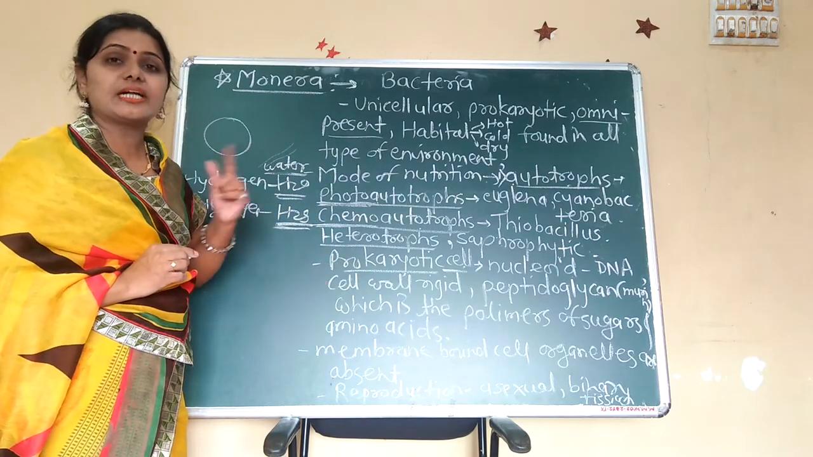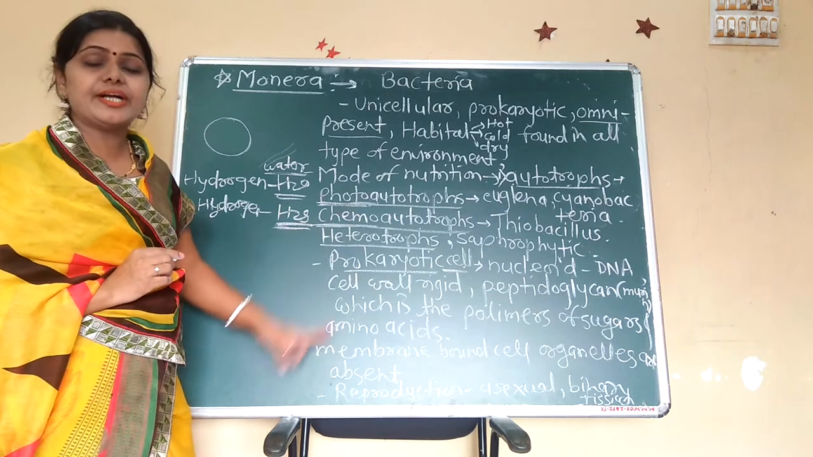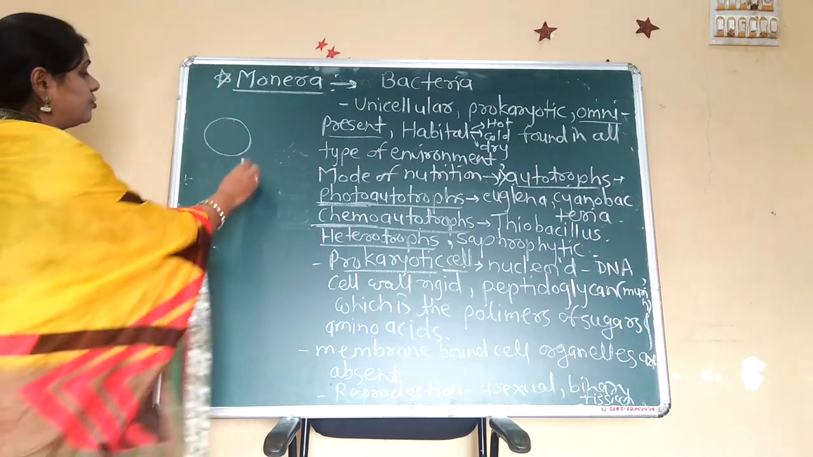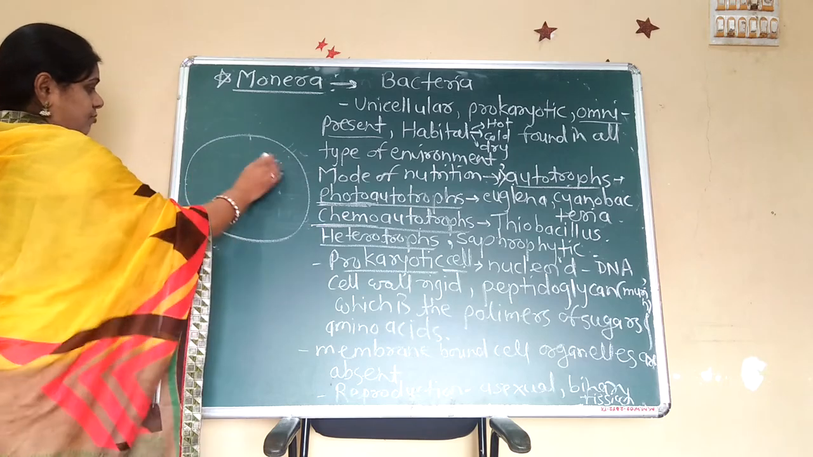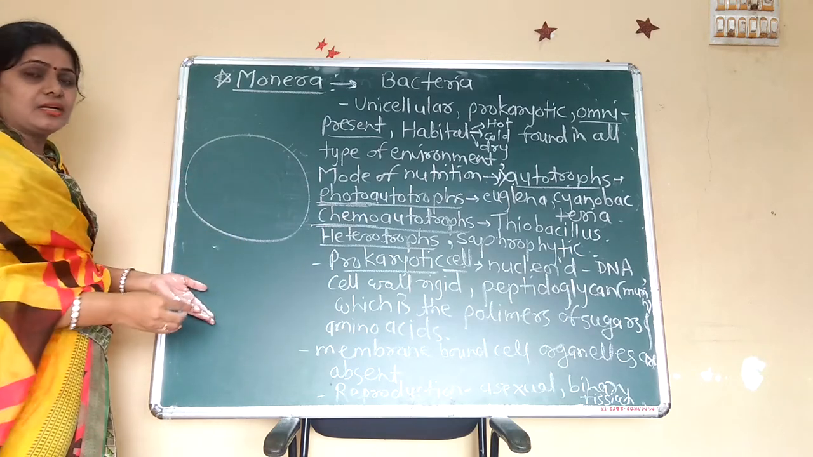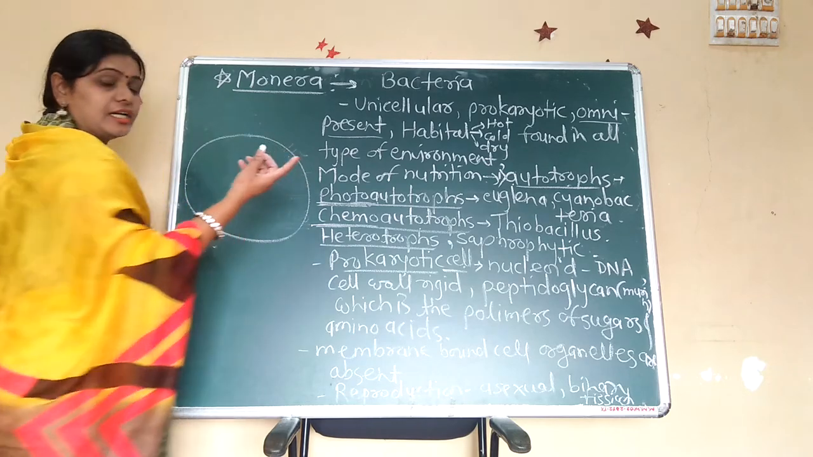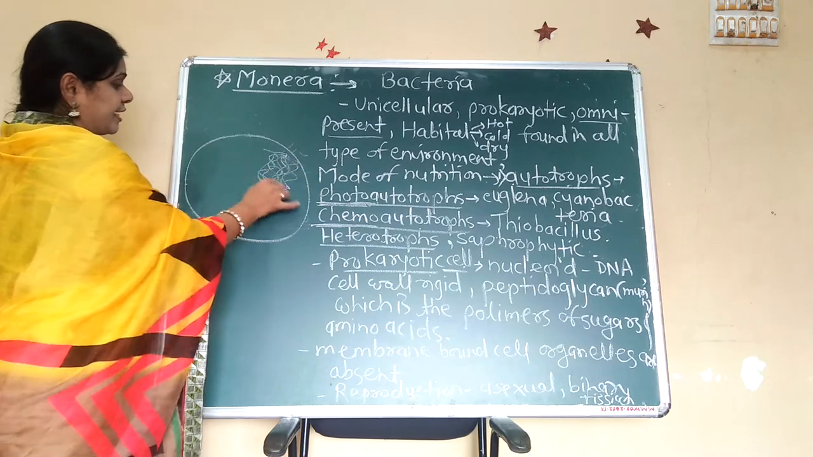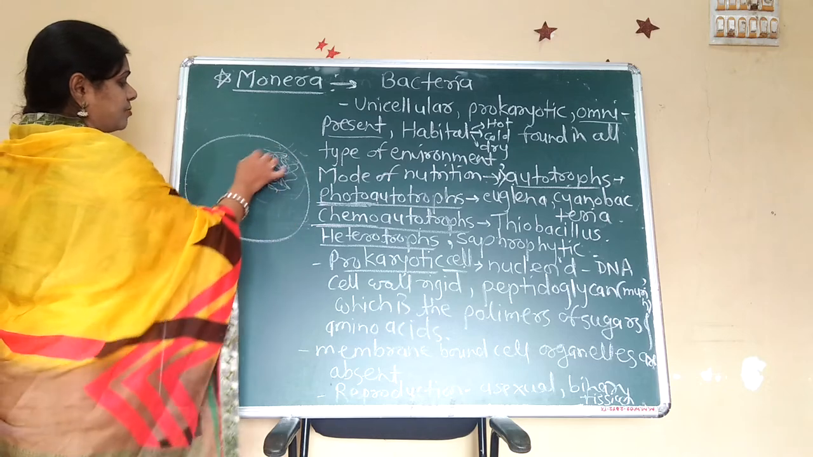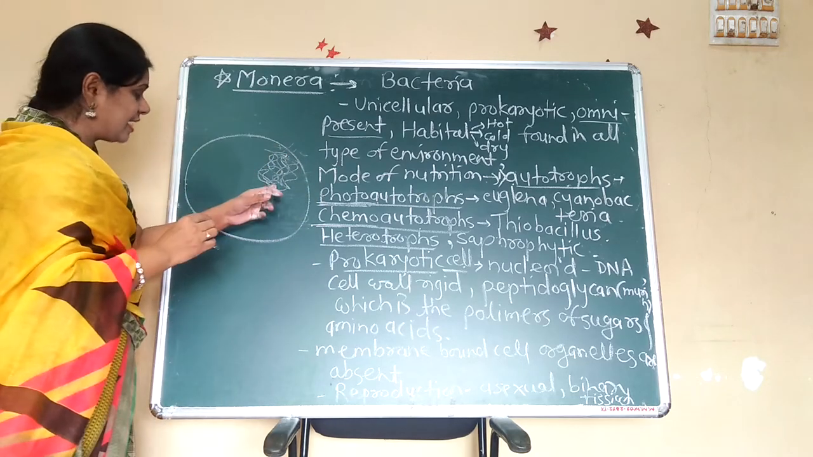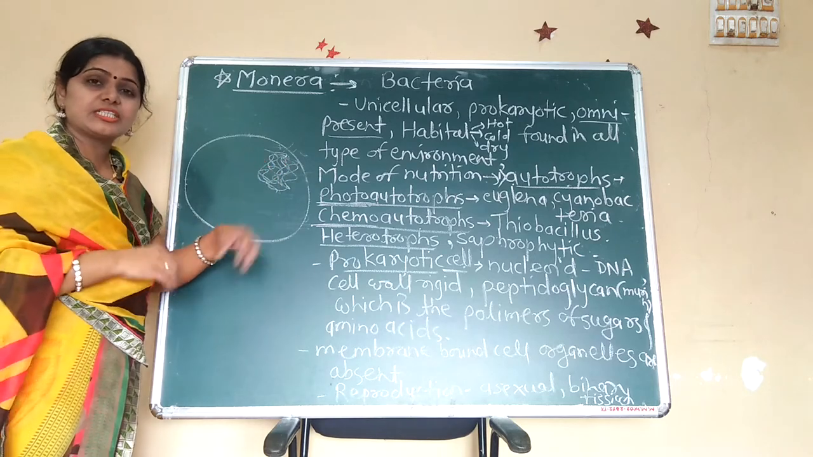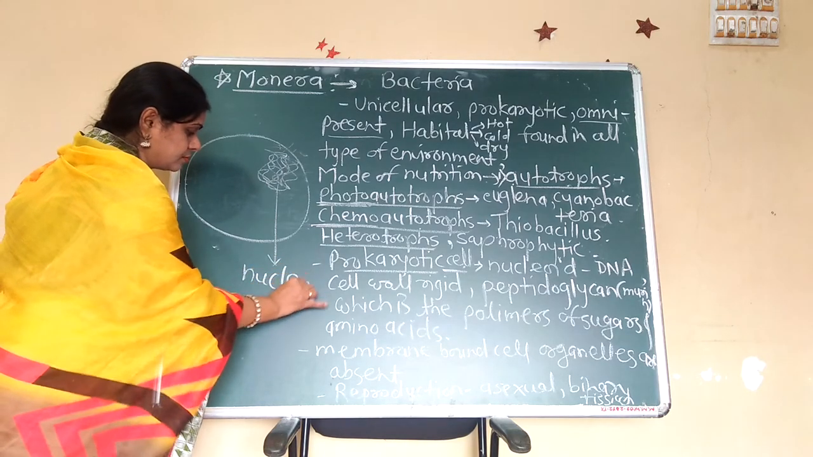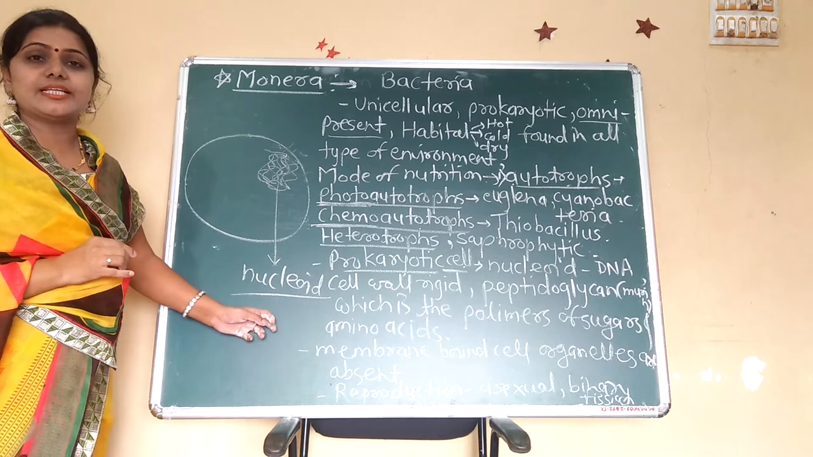Then prokaryotic. We know the prokaryotic cell, but here I am giving some points about the prokaryotic cell. In the prokaryotic cell, the nucleus is not well developed. Suppose this is the prokaryotic cell. In that, the nucleus is not well developed, but here the DNA is present in a naked form. Because the nucleus is not present here, this material, the naked DNA material, is called the nucleoid. What is that material called? That material is called nucleoid.